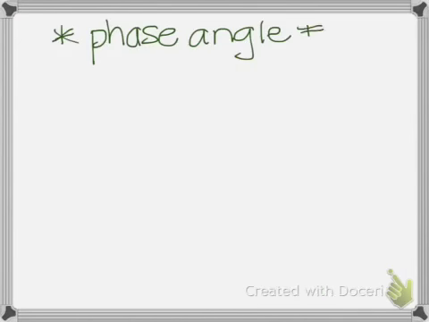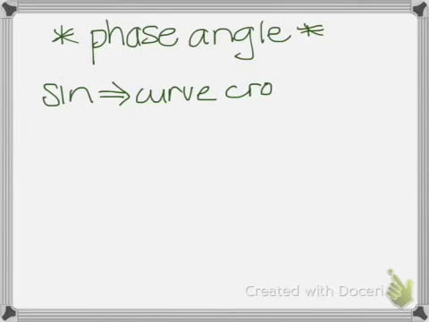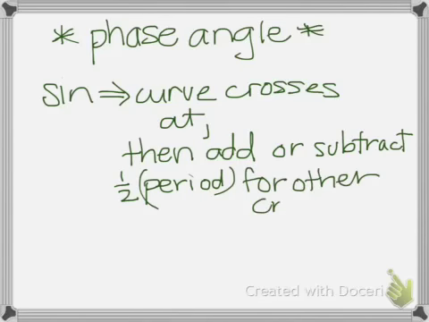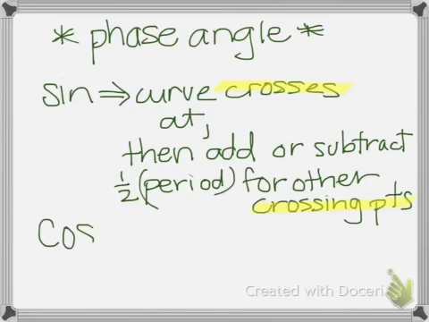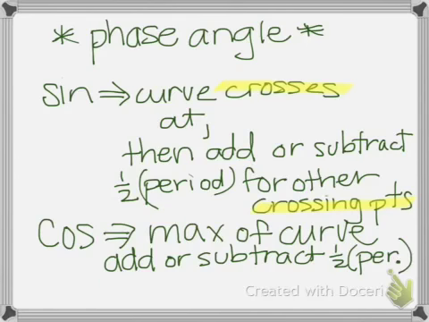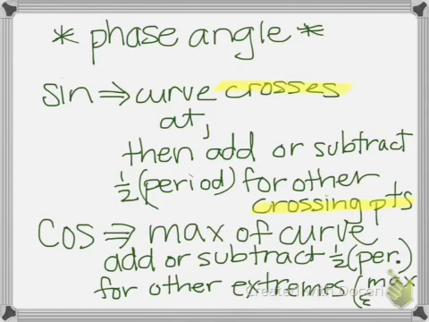So a little bit more about the phase angle when you're graphing sinusoids. First of all, if you're graphing a sine function, the phase angle tells you where your curve is going to cross, and then you add or subtract half of the period to get the other crossing points. When we talk about cosine, it tells us the maximum of the curve, and then you add or subtract the half period to get your other maximums and minimums. So it gives you your other extremes. So sine is for crossing and cosine is for maximums and minimums.